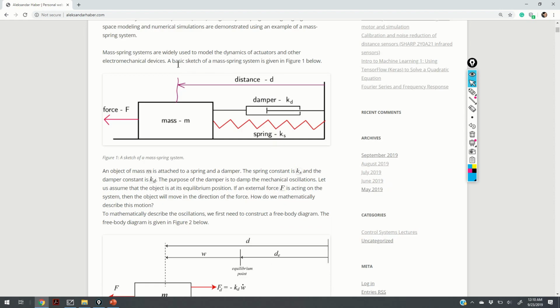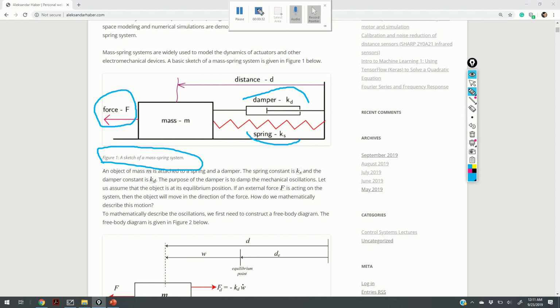Another question is, why do we start with mass and spring systems? Well, mass and spring systems are widely used to model the dynamics of actuators and other electromechanical devices. So, a basic sketch of a mass and spring system is given in figure 1. We have an object of mass m that is attached to a spring and to a damper, and we have an external force F acting on the system.